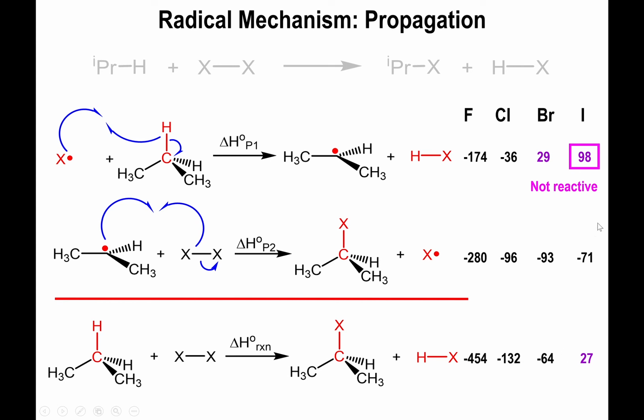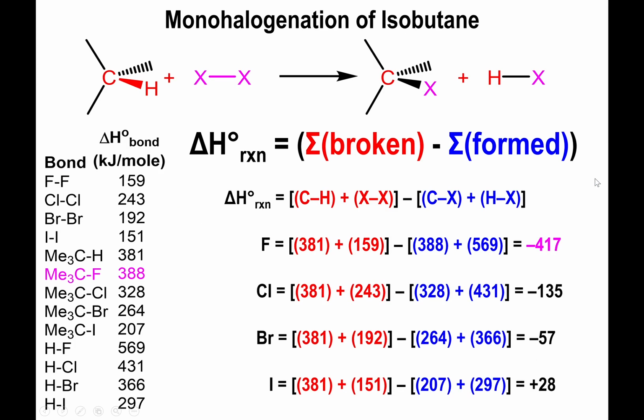So this looks good, but look at iodine. This requires 98 kilojoules per mole in the first step. You're barely getting 27. In fact, you're not getting anything. You're providing 27 to it. So iodine is still terrible. It's not good. And even for tertiary, what you're about to see, iodine is gonna suck once more.